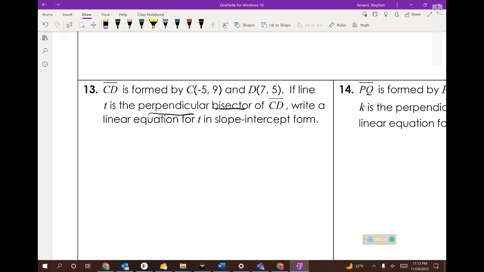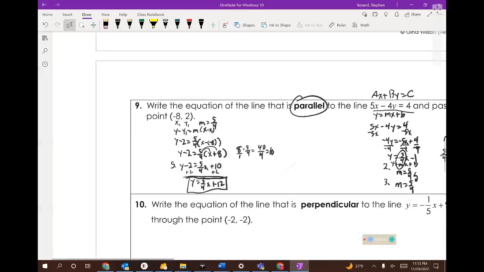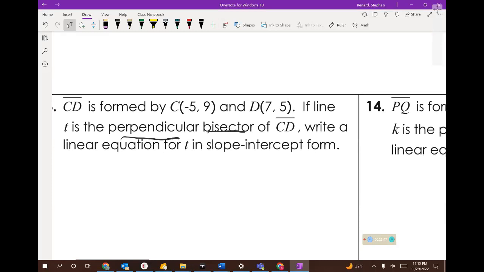So that's going to tell us, because if we look at this right now, it says, where do we go through? On all these other ones, 9, 10, 11, 12, we were given the point that it goes through. We're not given that point directly, but we are told how to find it. So we're going to go x1, y1, x2, y2, and we're going to find the midpoint. Remember that the bisector is going to go through the midpoint of any segment.